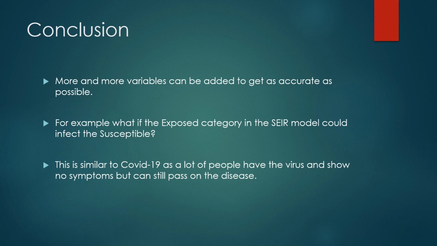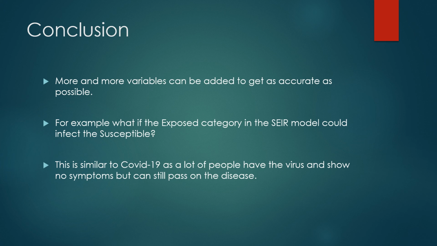So if we add to the SEIR, we can ask what if an exposed person could infect? We assumed earlier on that exposed cannot infect, but what if you have no symptoms and can infect? This would represent a lot of coronavirus cases, as a lot of people with coronavirus don't show symptoms, so they would come under the exposed category, but they can infect other people.